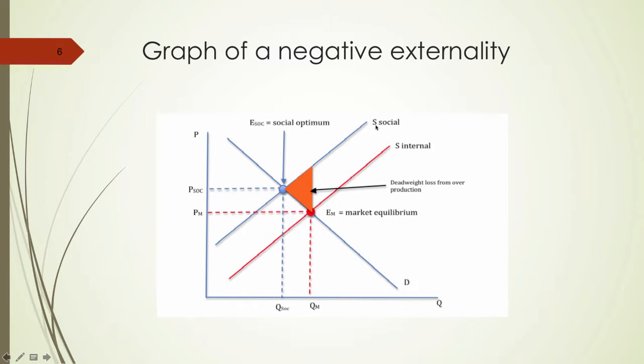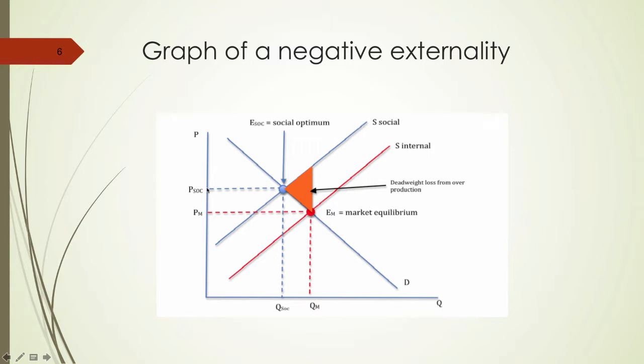So that's what we have up here, this S social. That's the social optimum in terms of supply. That's the blue supply curve here. And where those two blue lines, the social supply and the demand curve, cross, we have a blue dot there. If we drop down from that blue dot to the quantity axis, we would have Q soc. And if we go across to the price axis, we would have P soc.